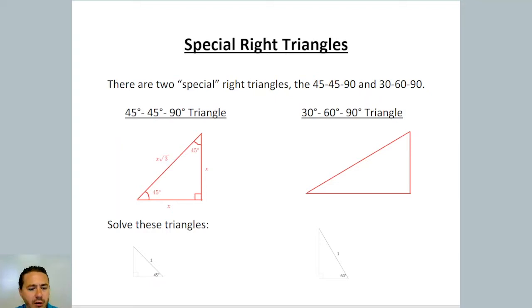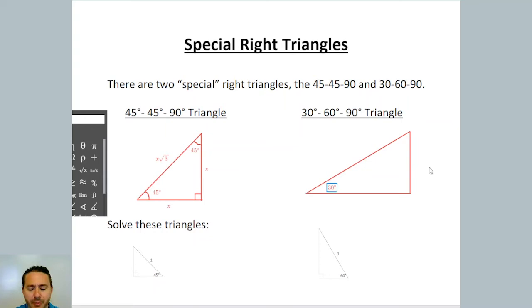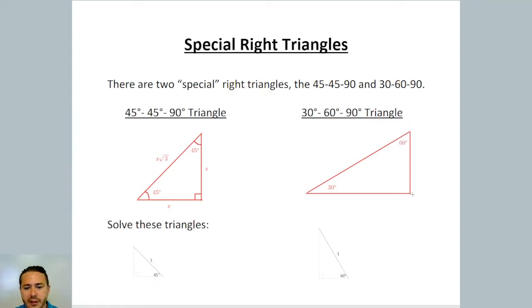So I'm going to go ahead and label those degree measures. Here's 30 degrees. Oh yeah, I forgot the degree symbol. I can just grab it from there. So that's 30 degrees, okay? This angle up here is going to be 60 degrees. And then, of course, we have a right angle. So if you have a 30-60-90 triangle, let's draw a little square in there. Then we have a special ratio for our side lengths as well.